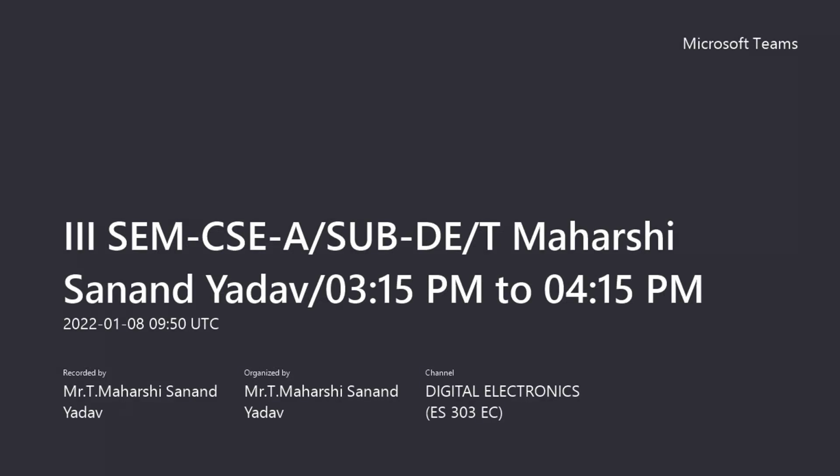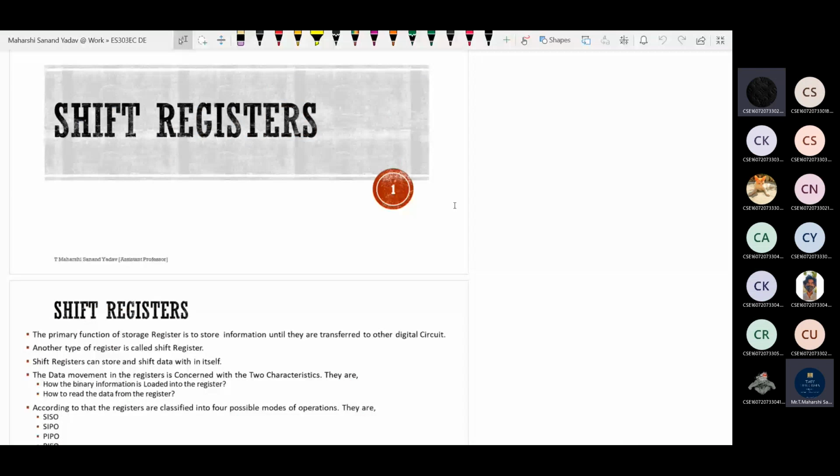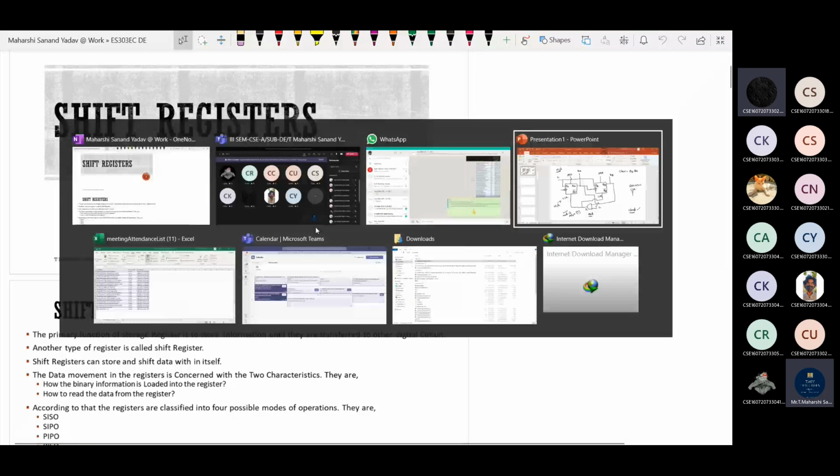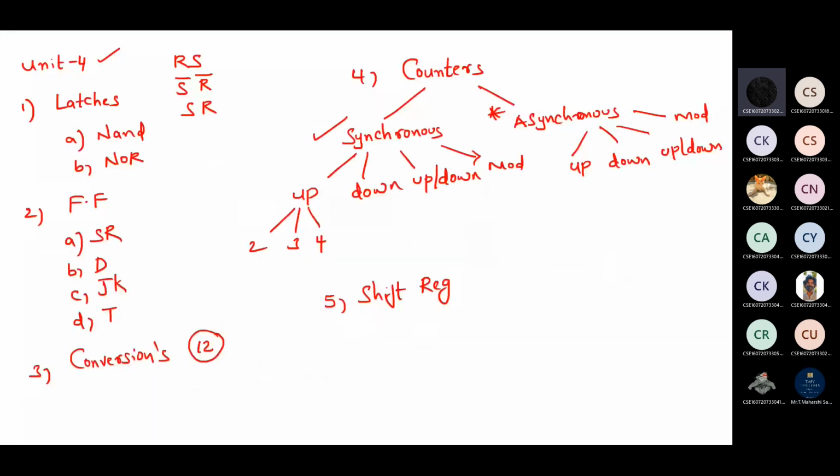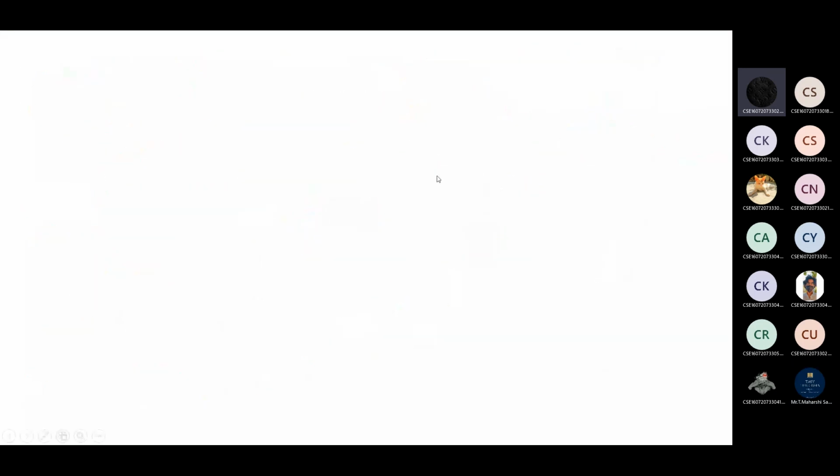Like synchronous and asynchronous. So the next topic is shift register. First, to understand the shift register, you need to know what is meant by a register. So what is a flip-flop? A flip-flop is a 1-bit storage element. Suppose I want to store 4 bits of information, I need to make use of 4 flip-flops.